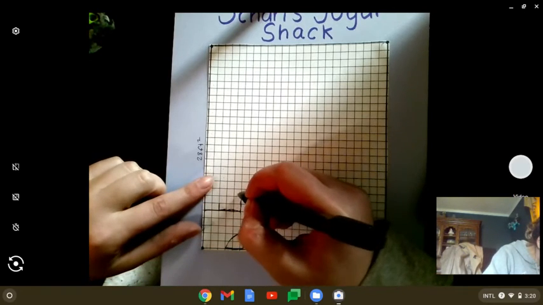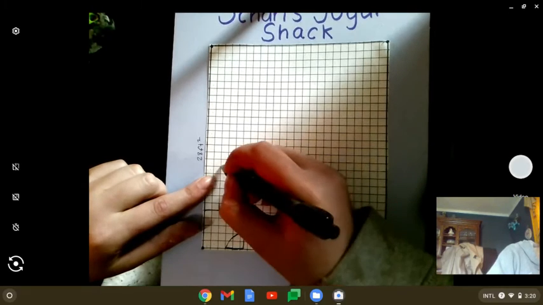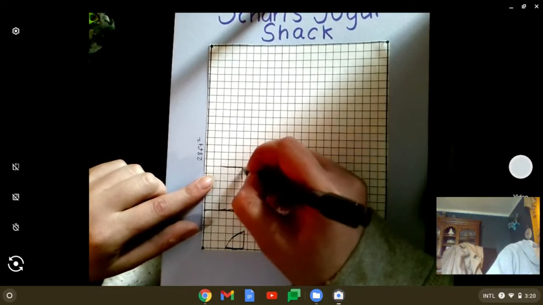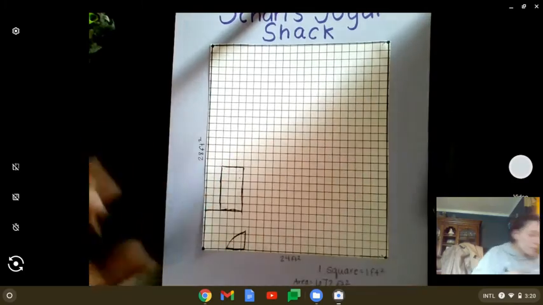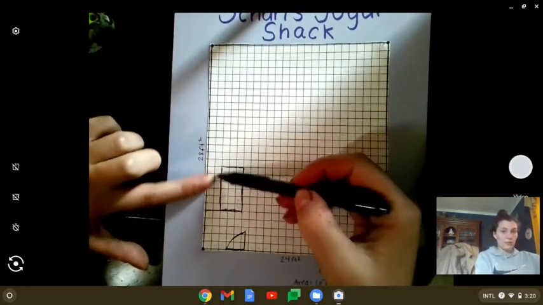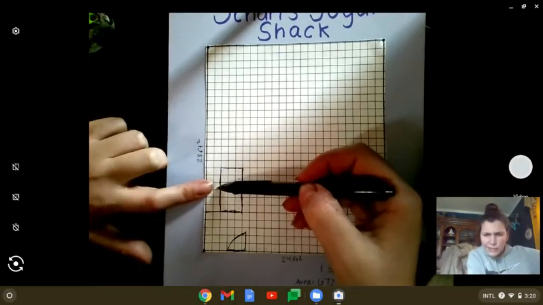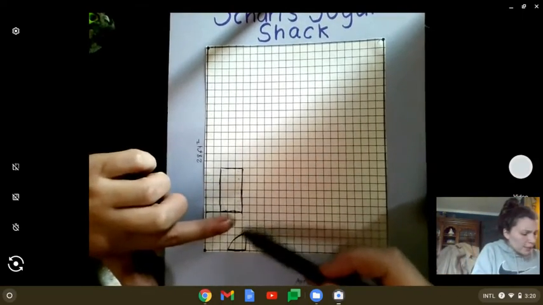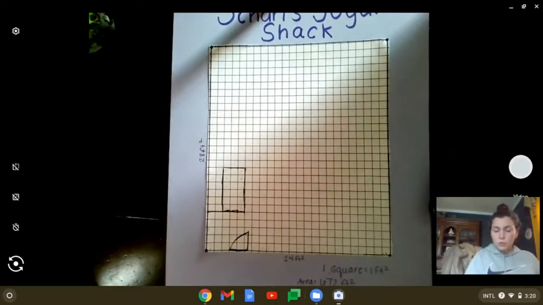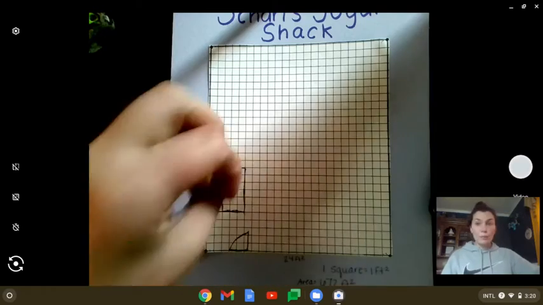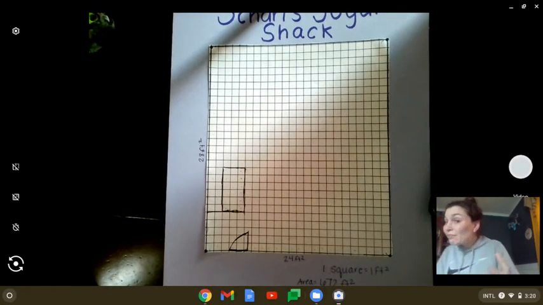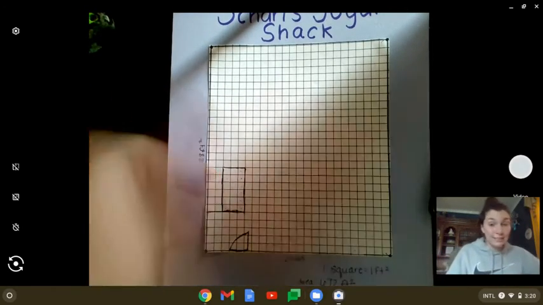1, 2, 3, 4. 1, 2, 3, 4, 5, 6. So remember, keep in mind that people need space to walk. This gives me 2 feet to go behind the checkout counter, and space for people to walk in and out of the store. Okay, so there's my checkout counter. Pause this while you decide where it's going to go. Don't forget, you have to give space for people to walk and stand behind your counter.